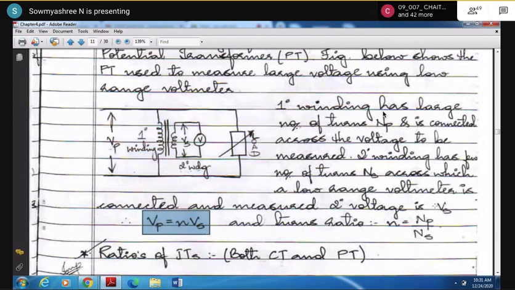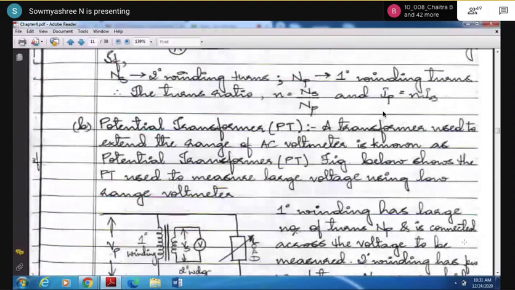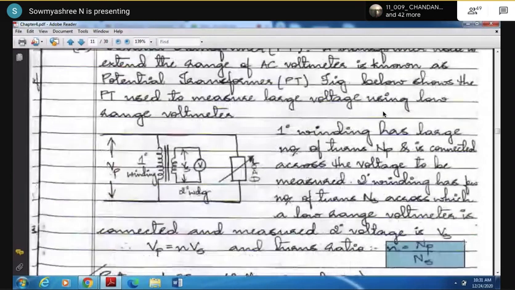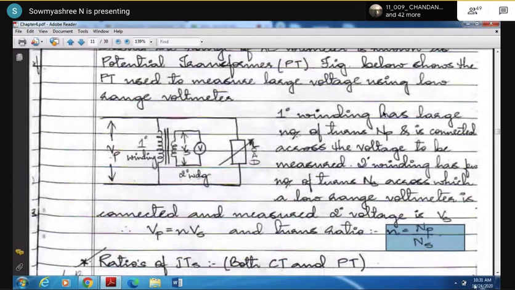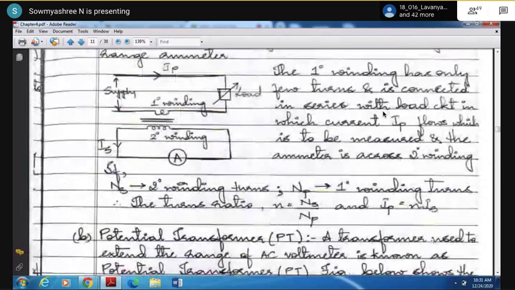Number of turns, here also it is the same. There, what was it? N is equal to, in case of primary CT, it was NS by NP. Here in case of PT, it is NP by NS. You have to remember this very carefully. If you go wrong in this problem, everything will go wrong. You have problems in this chapter, please kindly observe this. So there it was NS by NP because the number of turns on the secondary was more compared to primary.